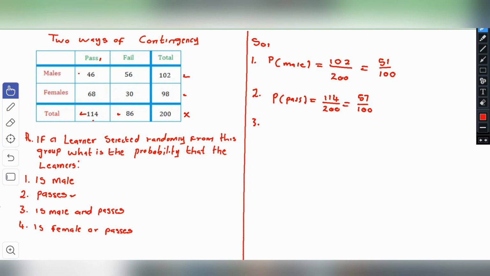So, number three, what is the probability that the learner is male and passes?